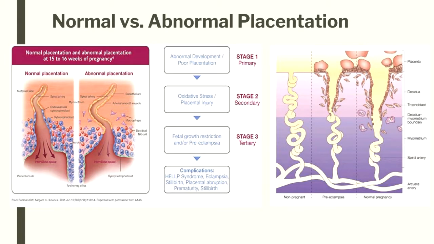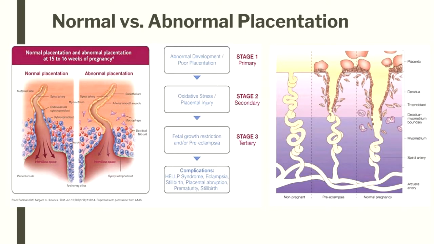So a lot of times, while we see generally LGA, large for gestational age, and big macrosomic babies in the cases of gestational diabetes, with gestational hypertension we're more likely to see intrauterine growth restricted babies, because you see what's happening. Perfusion to the baby is not at its optimum.